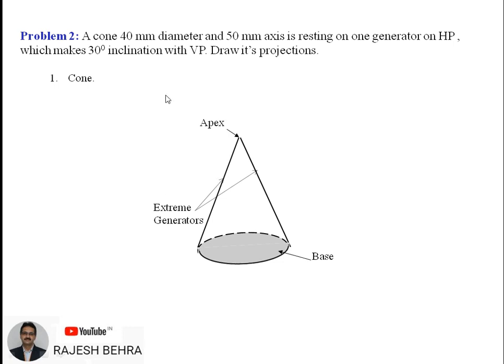Now this base has a 40 diameter, and the axis height, which starts from the apex and is perpendicular to the base, is 50, and it is resting on one generator on HP. So we will have to take care of any one generator, and we generally go for the important part of the object. We always keep it on the right hand side. So we will take care of this extreme generator, which is located on the right hand side. So the important part of the object is the extreme generator on the right hand side.